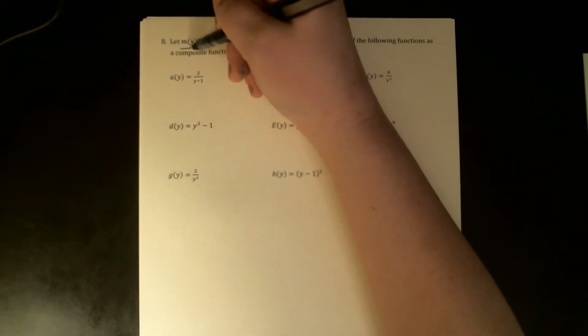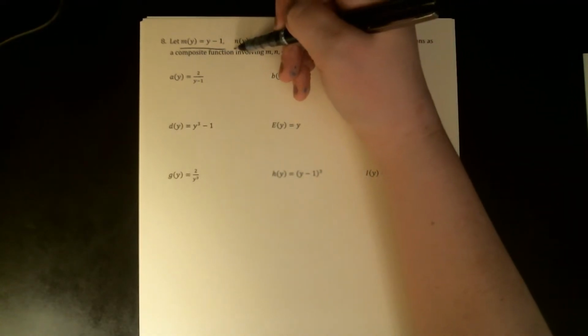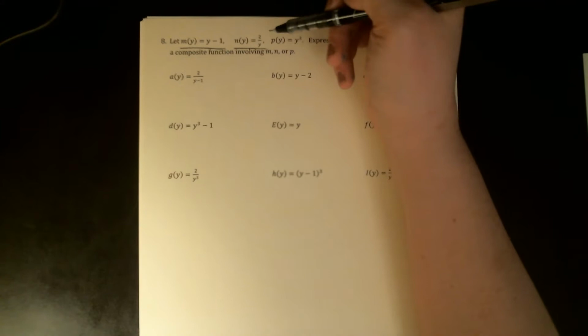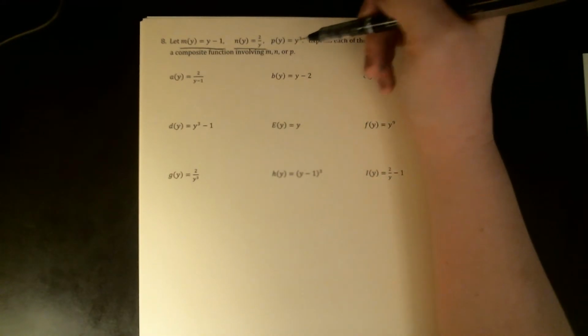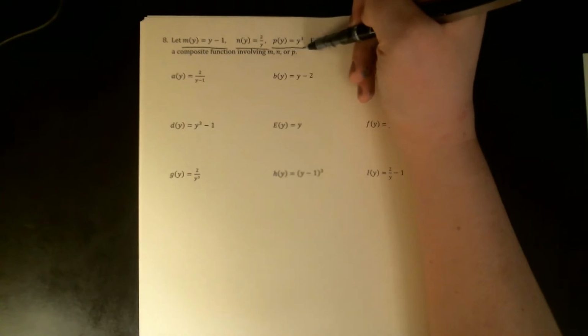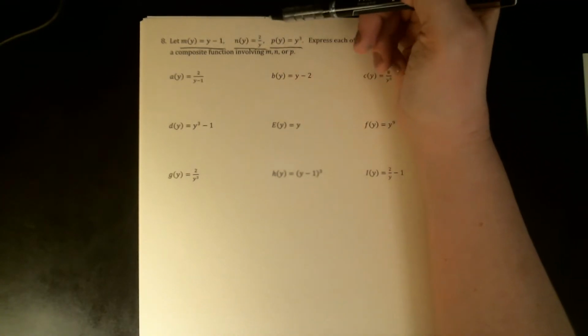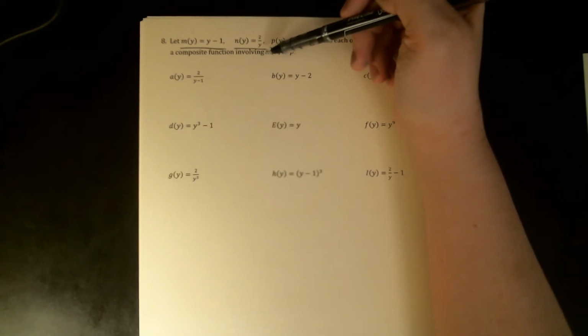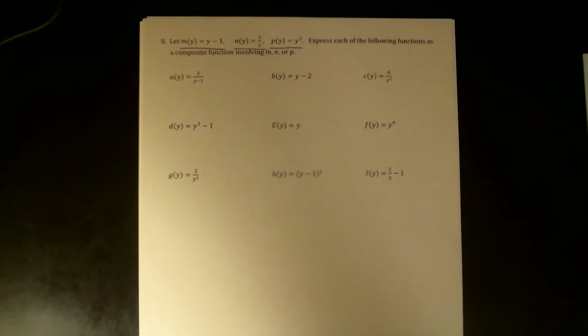We have function m here, which is a linear function. So m of y is just equal to y minus 1. Function n of y is a reciprocal function. Whatever you give it, it will give you back 2 divided by your input. And function p, whatever you give it, it will cube it. So we have a function that subtracts 1 from inputs, that puts inputs on the bottom of this fraction with a numerator of 2, and one that cubes inputs.